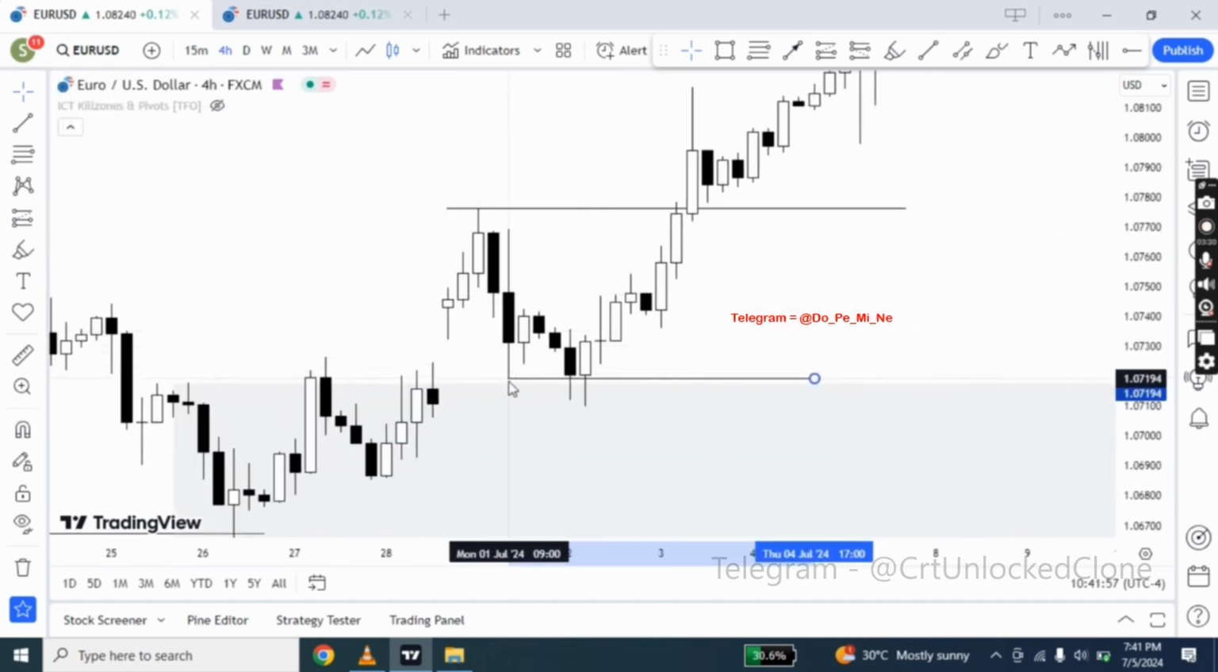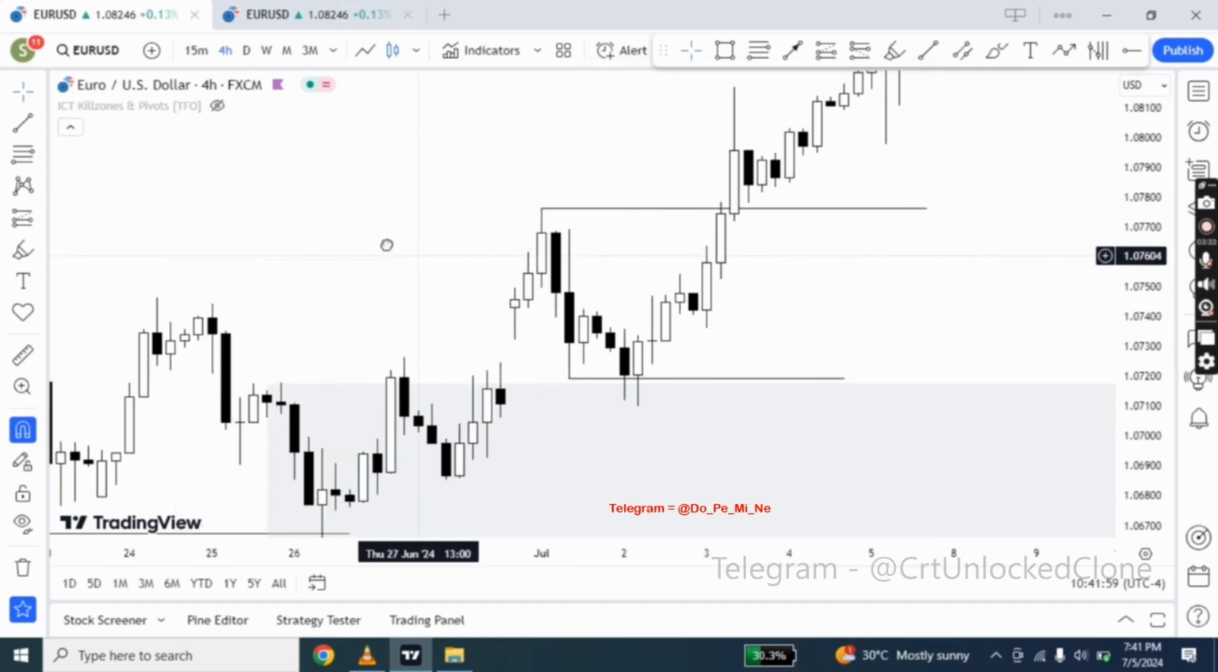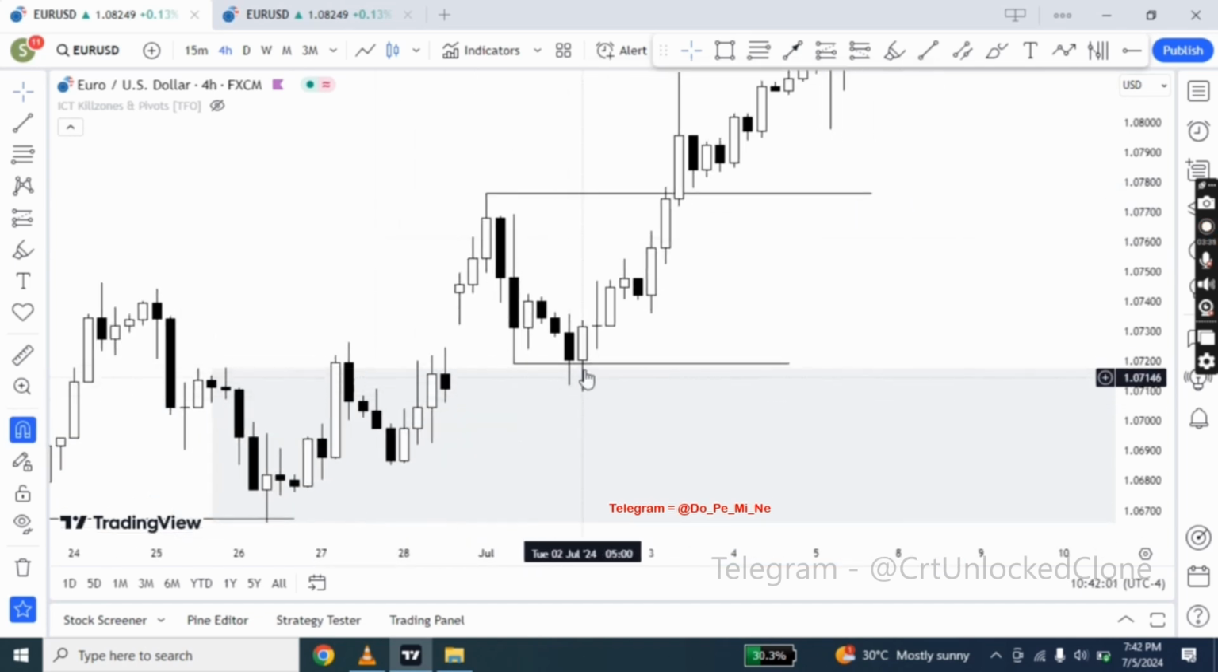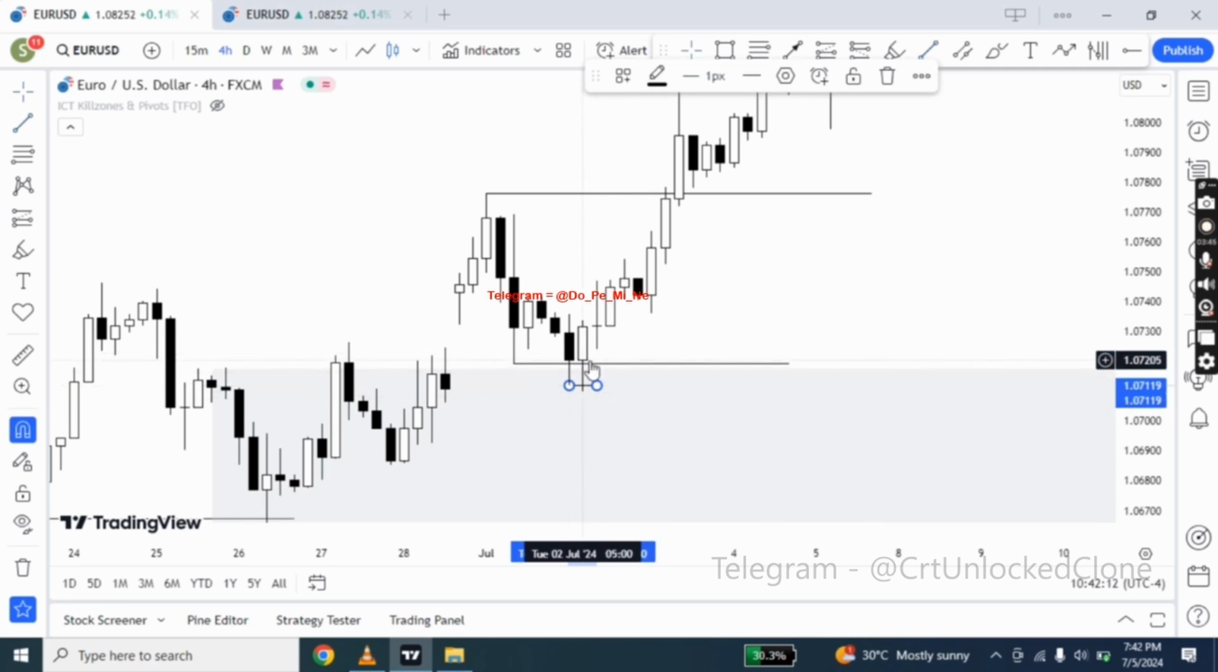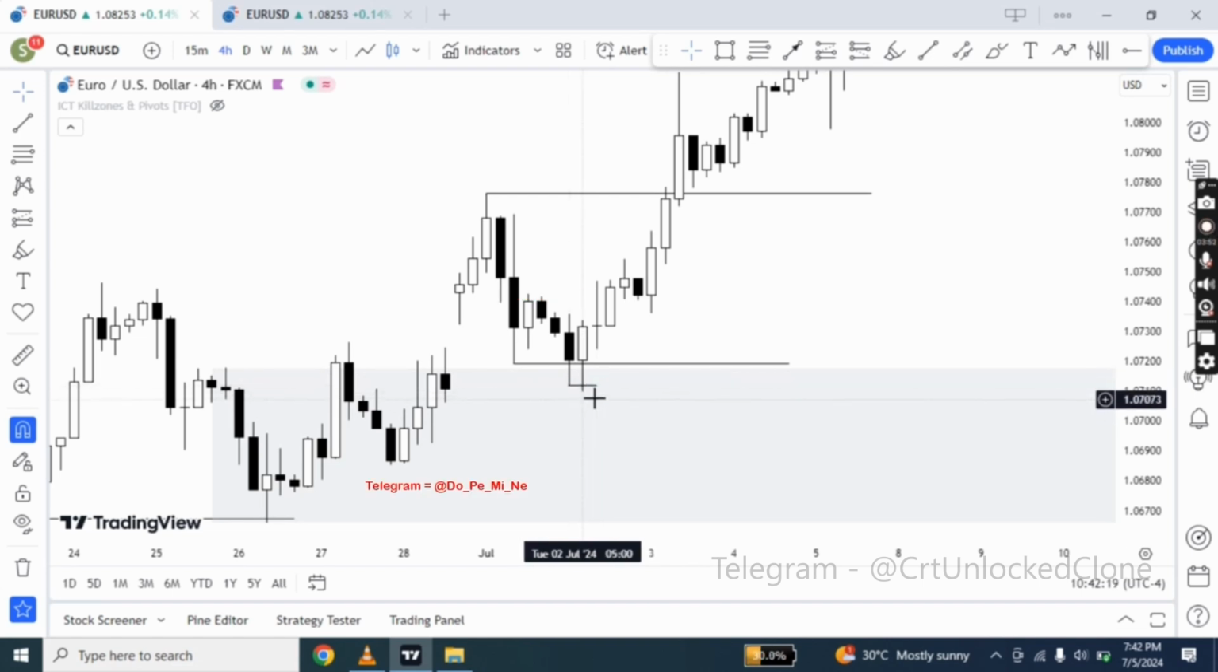So on the 4-hour, you can see right here that we purged this Monday CRT on Tuesday and then immediately reversed from there and closed inside the CRT range. Now you could have traded this 4-hour CRT on the lower time frame as well and could have potentially exploited it, but that's not the topic for today. What we are dealing with in this video is the price action on Wednesday, right?